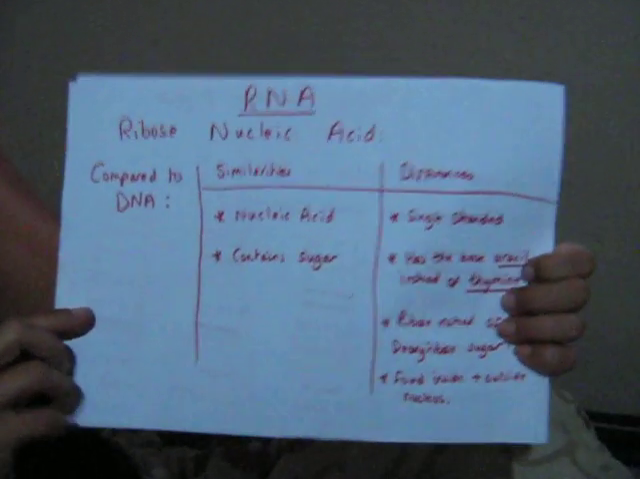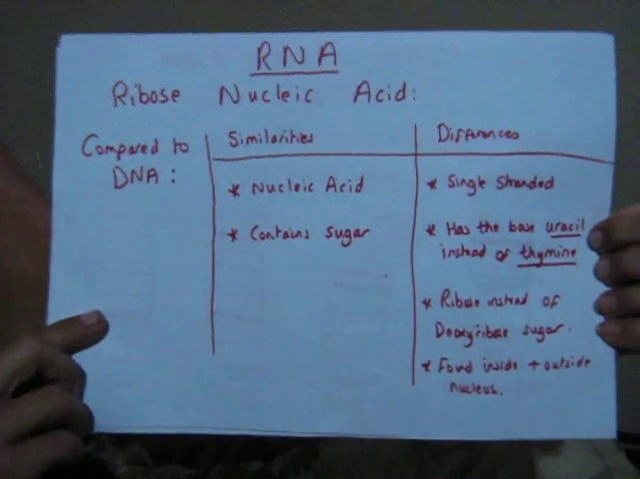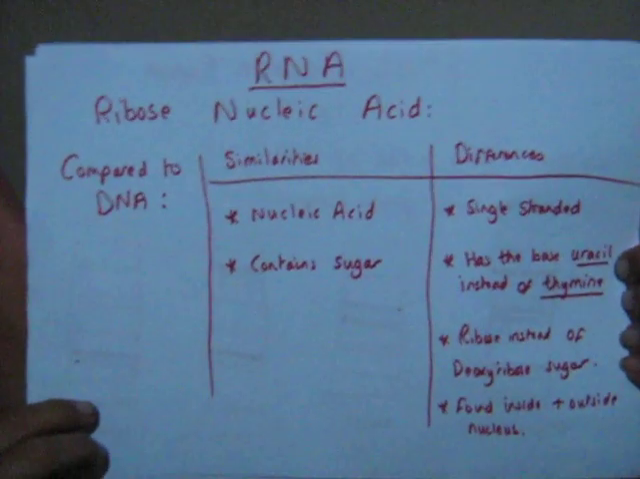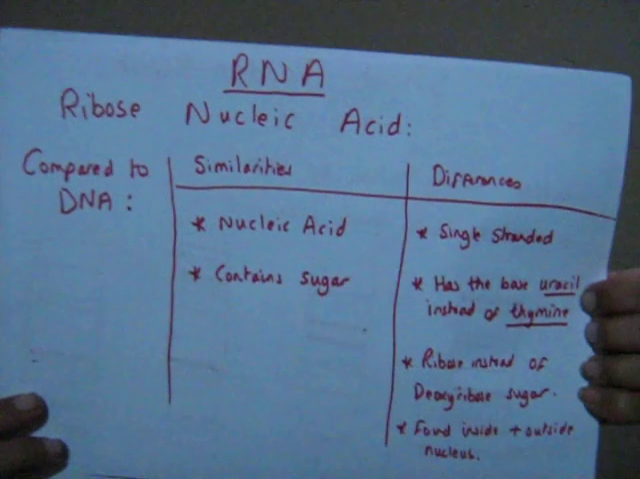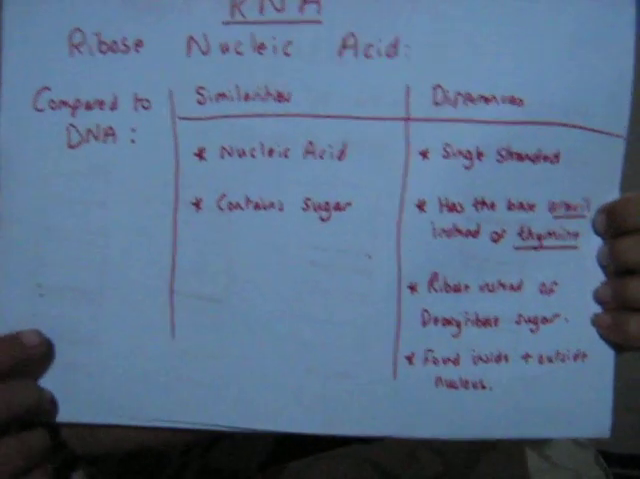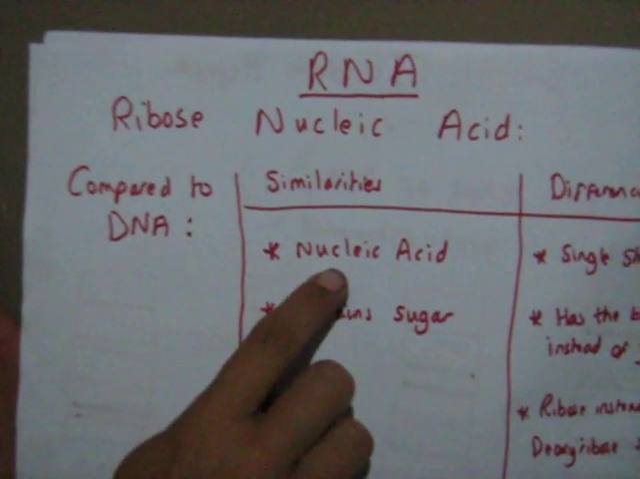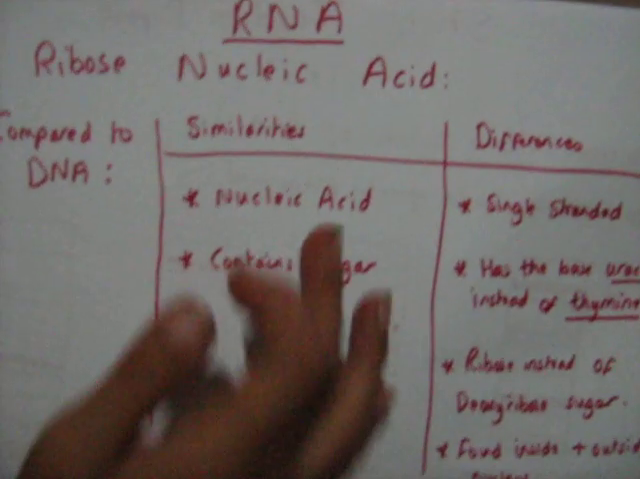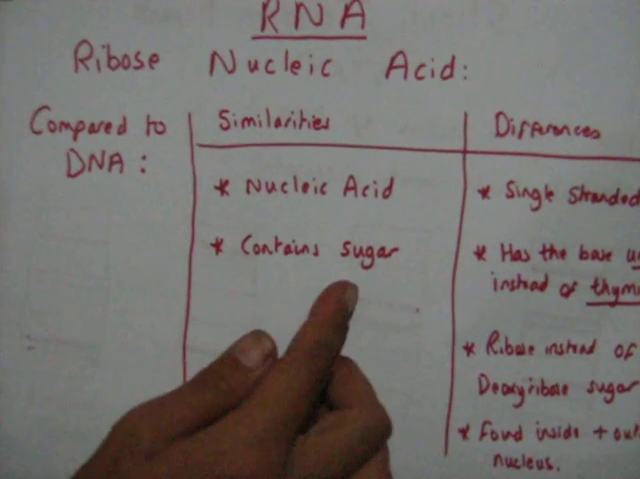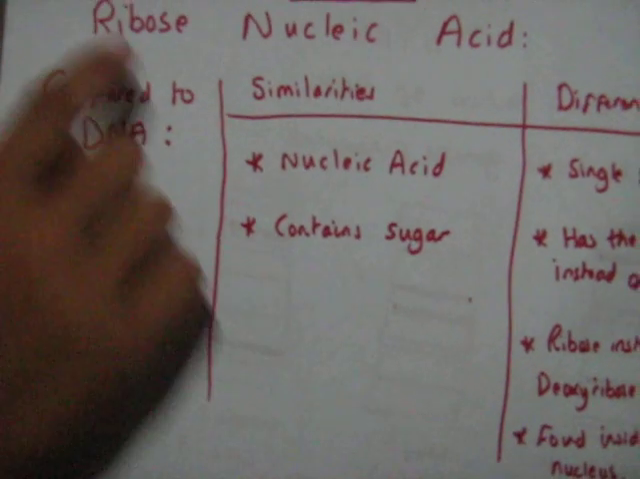I have another diagram, lucky you. So there are three different types of RNA. So with DNA you've only got one, but there are three types of RNA. So this is RNA, ribose nucleic acid. And we're just going to start off by comparing it to DNA, because that's the one that you know about already. So again, it's a nucleic acid, so similarities with DNA. It's a nucleic acid, it's found in the nucleus of the cell, and it's an acidic molecule, and it contains a sugar, ribose, not deoxyribose, but ribose.